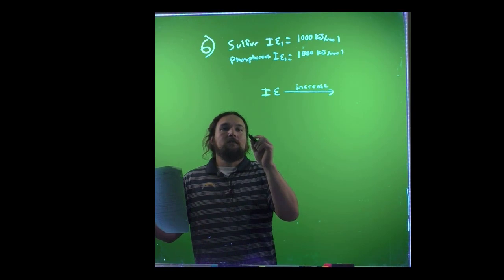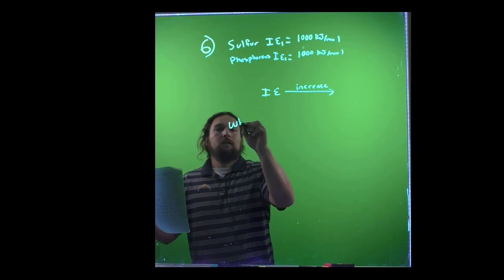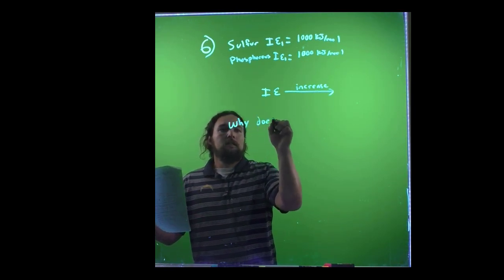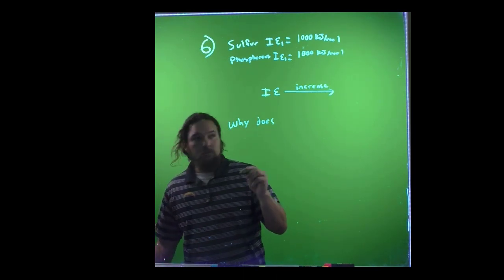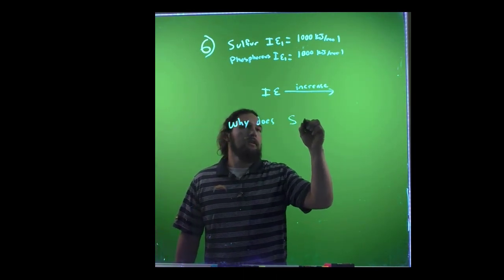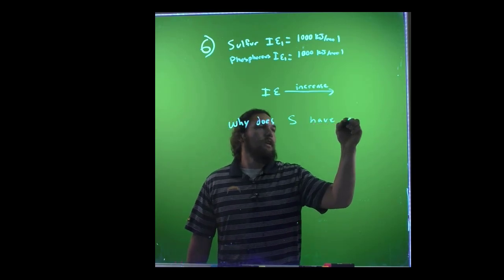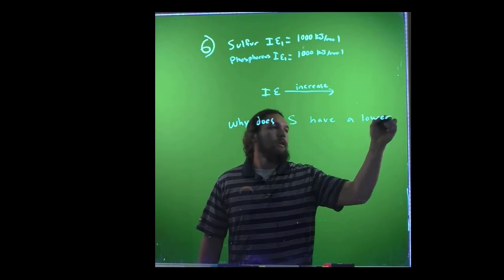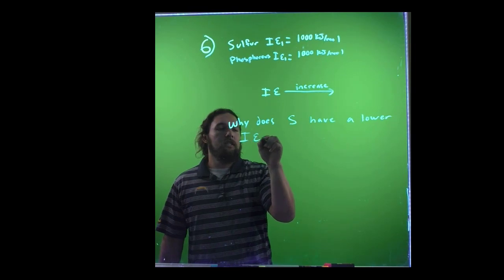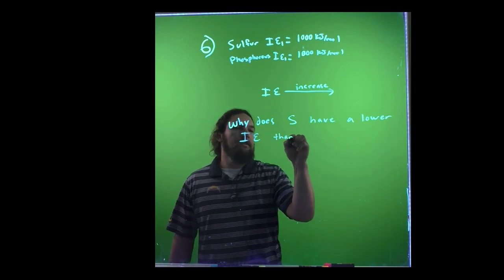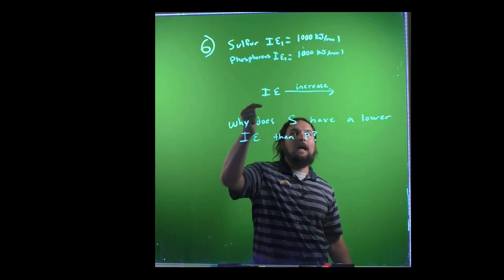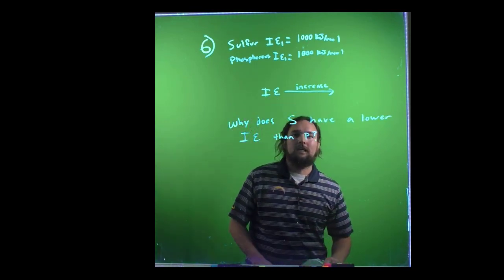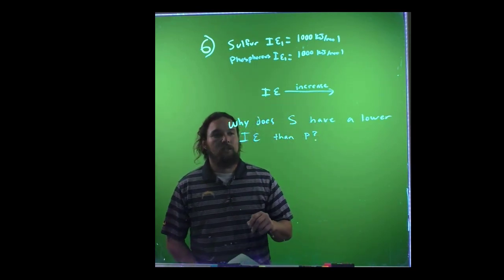The question asks, why does sulfur have a lower ionization energy than phosphorus? And generally, the trend says that as you go to the right of the periodic table, ionization energy should increase, and that's a general trend.